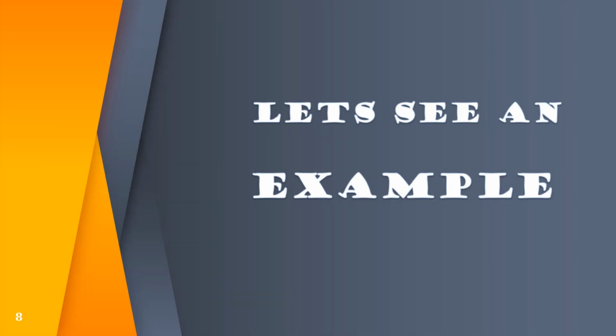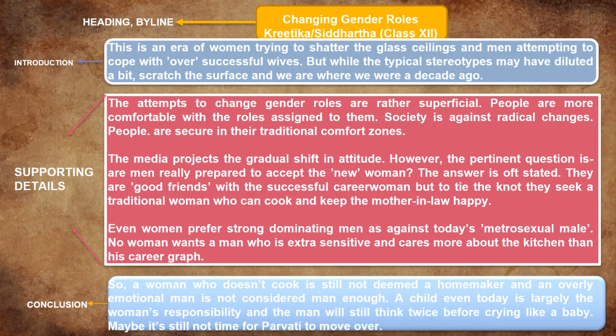Let's now quickly see an example of article writing. We have provided an example of article writing. You can clearly see the heading and the byline that comes at the top, the introductory part, the body of the article with all the supporting details, and then the conclusion.